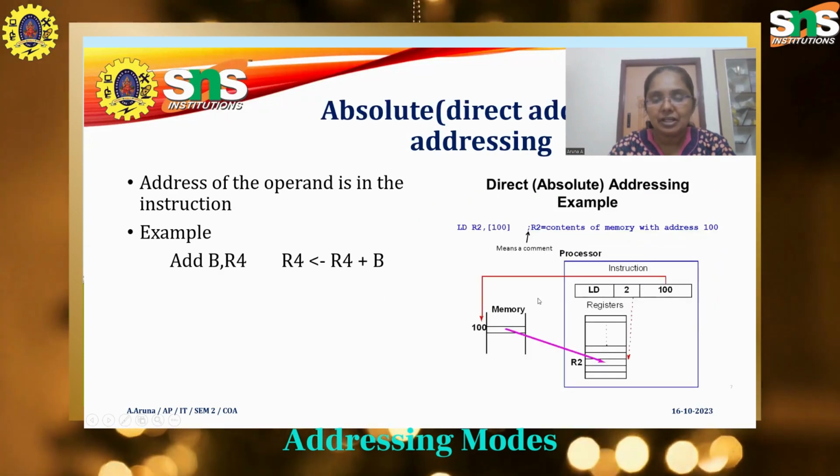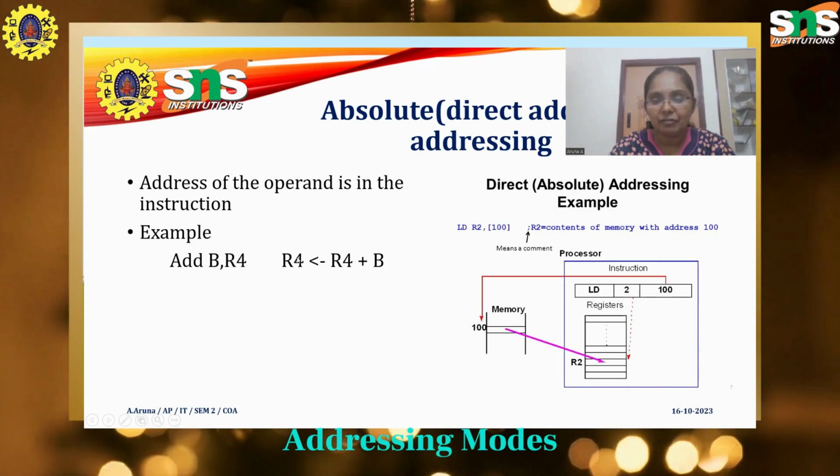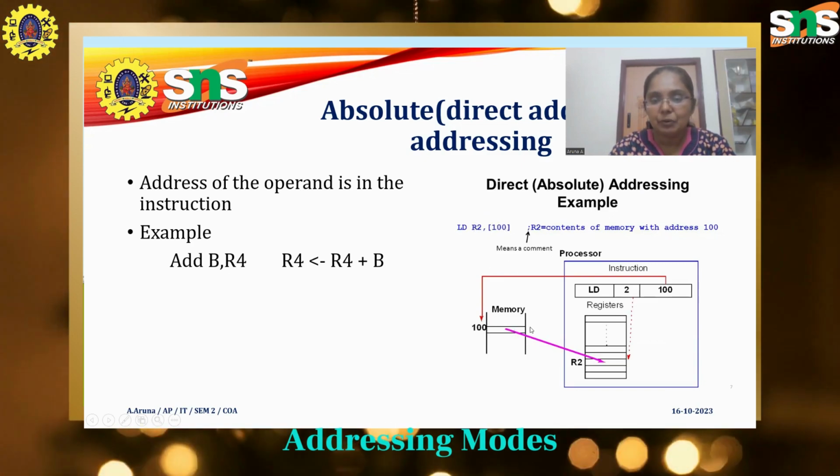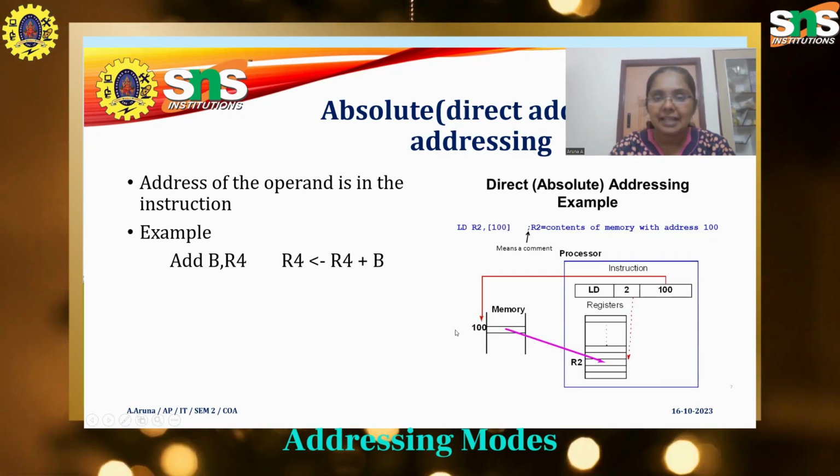The next thing is the absolute or direct addressing mode. That is nothing but the absolute value of that memory location, which can be added with another register value. Both can be added and stored in R4. For example, see here I have given load R2, 100. That is nothing but the value at memory location 100 being moved to the register R2. The value present in the 100th location can be moved to the register R2. This can be called absolute addressing mode or direct addressing mode.